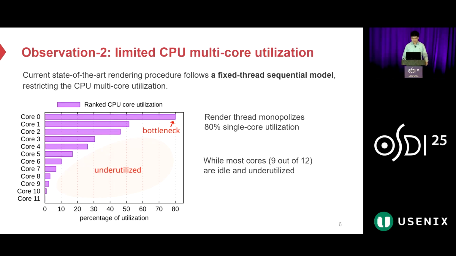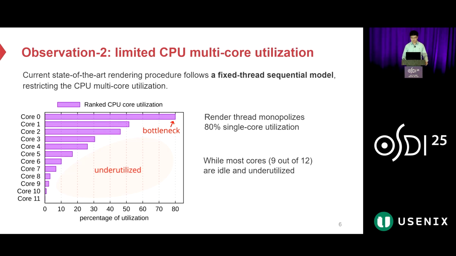Given that the CPU is the bottleneck, the obvious solution seems to be using more CPU cores. But this leads to our second observation. Multi-core utilization is severely limited in the current rendering service. This chart shows the CPU core utilization on a 12-core chipset during rendering. One core running the render thread is almost saturated. Meanwhile, most of the other cores are either idle or significantly underutilized.